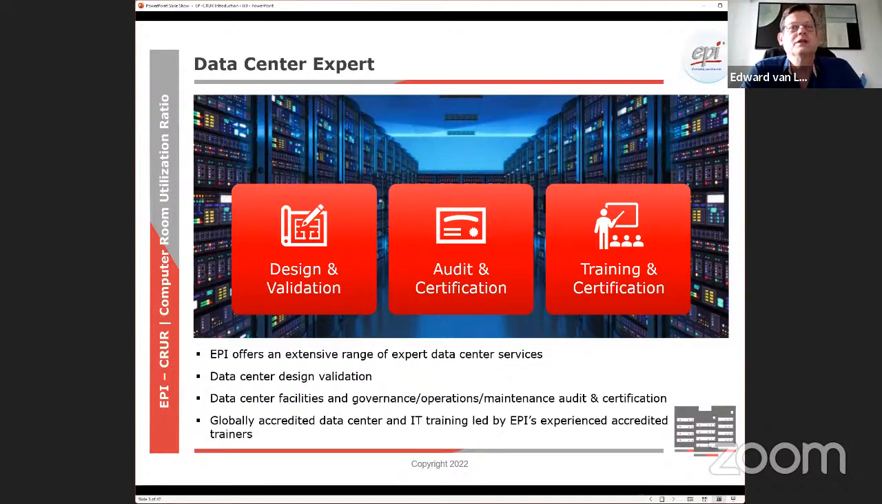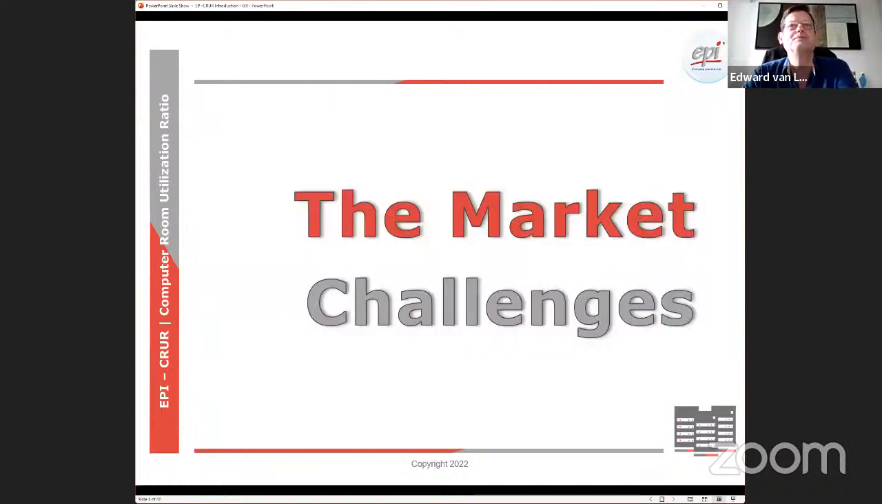We talk about various services aligned with data centers. One of them being design validation, a service that we are using for customers who are embarking on data center projects to ensure that the design is meeting the requirements of the various standards that a customer might choose. We do auditing and certification for data centers, both the physical data center, but also on the data center operations, governance, and maintenance. And we are very well known for the professional training that we have for both IT as well as for data center professionals.